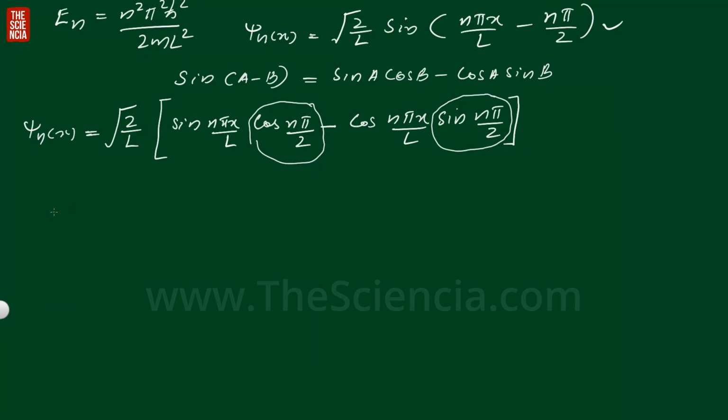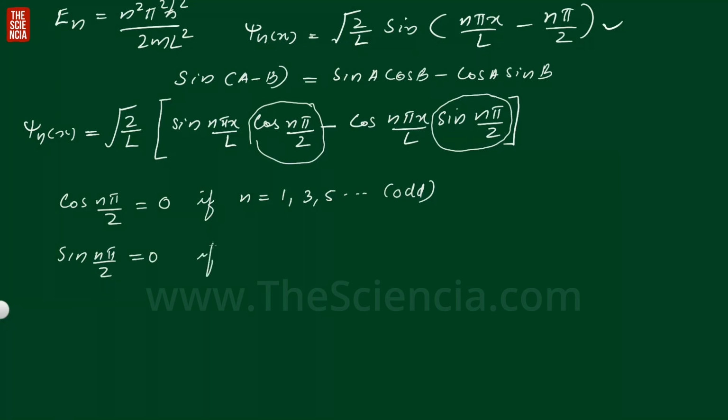Let us consider cos n pi by 2. This cos n pi by 2 is equal to 0 if the n values are 1, 3, 5, etc., that is odd values, and sin n pi by 2 becomes 0 if n equal to 2, 4, 6, etc., that is even values. So we get two wave functions for different values of n.